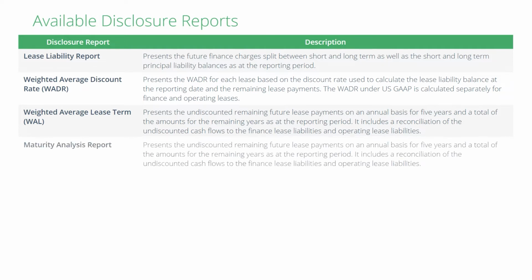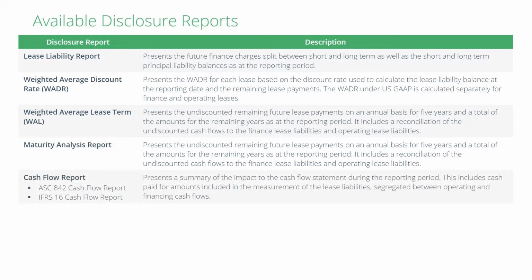Next is the maturity analysis report. This represents the undiscounted remaining future lease payments on an annual basis for 5 years and the total of the amount for the remaining years at the reporting period end. It includes a reconciliation of the undiscounted cash flows to the finance lease liability and operating lease liability.